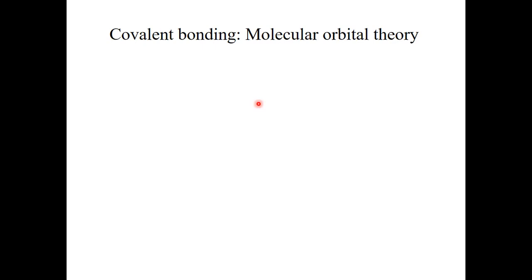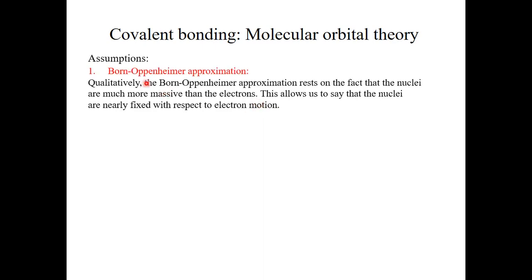So let us briefly discuss the two axioms on which molecular orbital theory is based. The first axiom is the so-called Born-Oppenheimer approximation. It says that the nuclei are much more massive than the electrons, and because of that, the nuclei are nearly fixed with respect to electron motion.